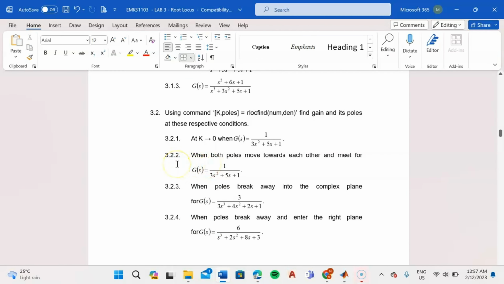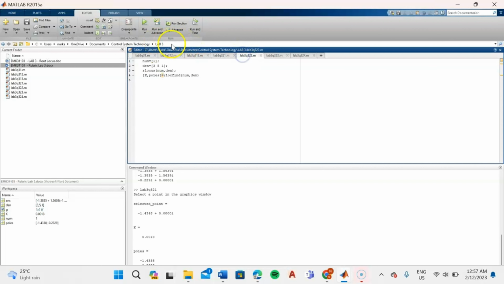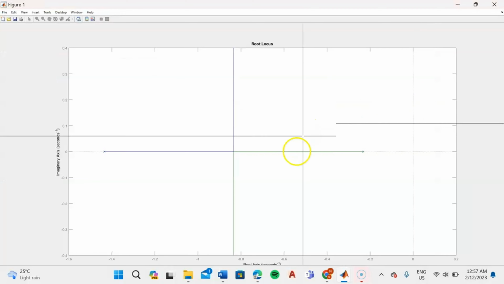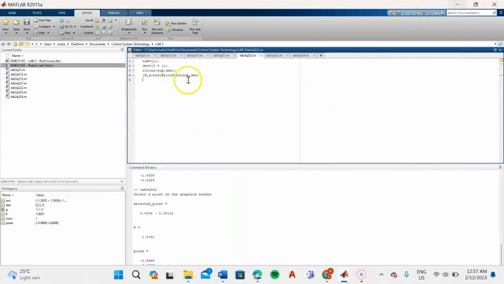For next questions, it states that both poles move towards each other and meet for these questions. Then run the circuits. Okay. Click in here, and this is the results for questions 3.2.2.